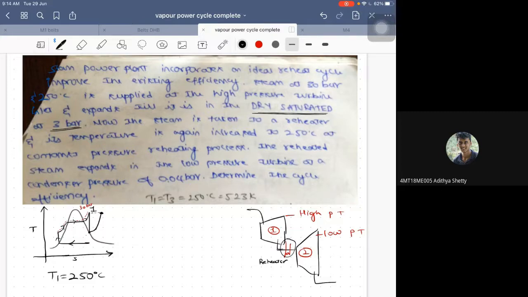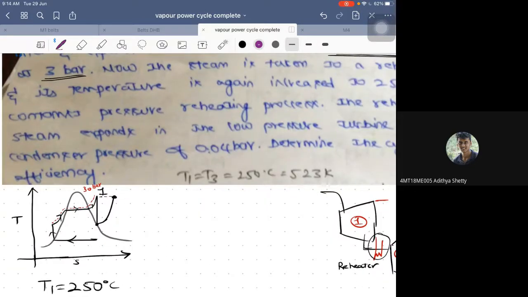again increase to 250 degrees Celsius at a constant pressure, he says. At a constant pressure in the sense, see, what was this pressure? What was this pressure? 3 bar. 3 bar, isn't it? From 3 bar, it is getting reheated to reach 250 degrees Celsius back again. Correct? Yes or no? Yes, sir.